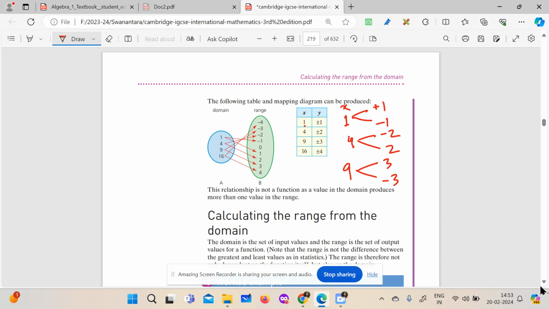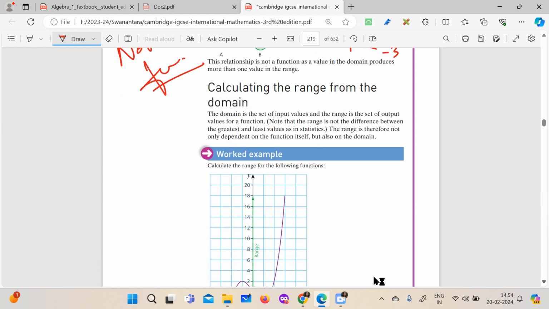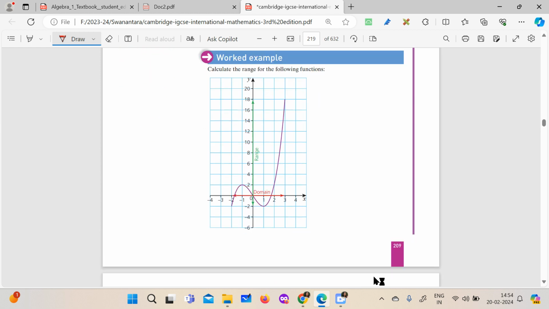Now, when one value of the domain is mapping with many values of the range, this is not a function. We will say this is not a function. A function must map just one value in the range. Is this clear to you? Yes, miss. Okay. Now, these functions are what we are plotting as a graph, right?